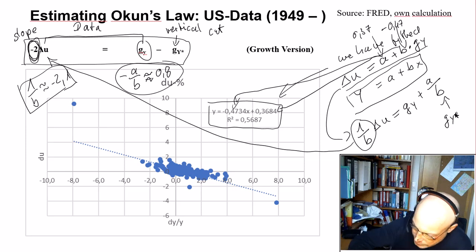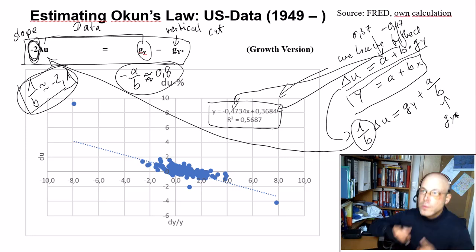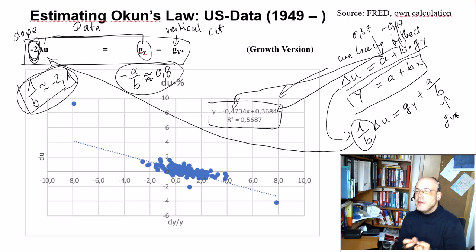So, this now we can interpret, and then we find, well, even over this long time period, for US data still roughly the same dependence as Okun has found it within the 1960s, because he found roughly 2, and we also find roughly 2.